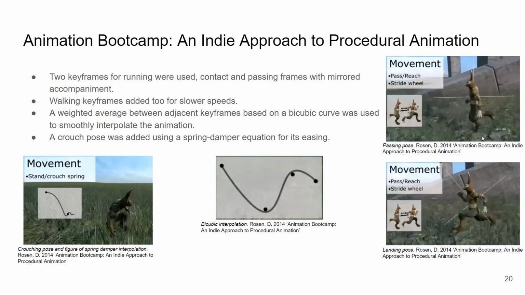He made 2 keyframes for running. He used a wheel that rotated with movement to sync the run cycle with movement. He also added a walk cycle, and the 2 animations are interpolated between for intermediary speeds. A crouch using a spring damper equation was also added. It had good easing and follow-through and was strong enough to be used as a landing pose for jumping.